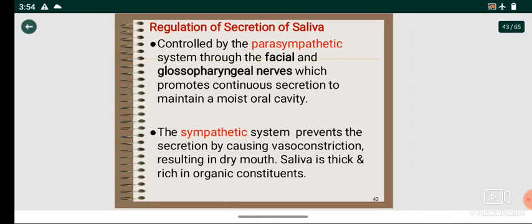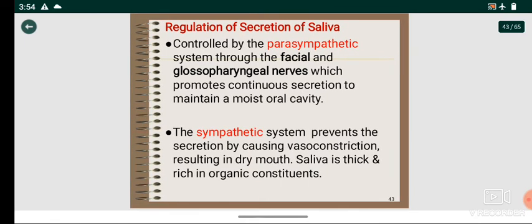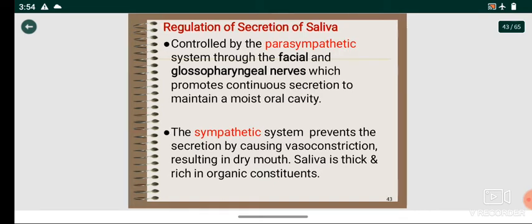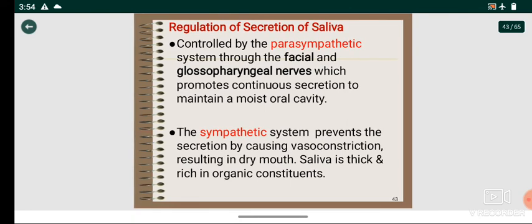As we all know that the salivary secretion is under the influence of parasympathetic and sympathetic supply, but here we should know that the parasympathetic supply increases the salivary secretion to a much greater extent than the sympathetic one. So it is controlled by the parasympathetic system through the facial and glossopharyngeal nerves, which promotes continuous secretion to maintain a moist oral cavity, and the sympathetic system which prevents the secretion by causing vasoconstriction resulting in dry mouth. Saliva is thick and rich in organic constituents.